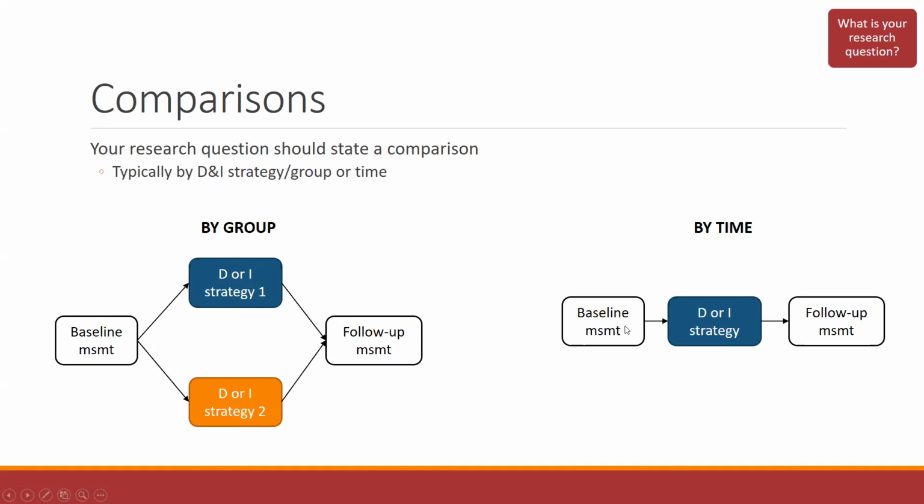You could also just follow one group. You give them the same implementation strategy and look before and after to see what happened, so there are changes over time, versus looking at the contrast between two different types of implementation strategies, or lack thereof. These decisions, whether you're comparing two different strategies or looking within one group at changes over time, are going to drive the type of study design that you choose.